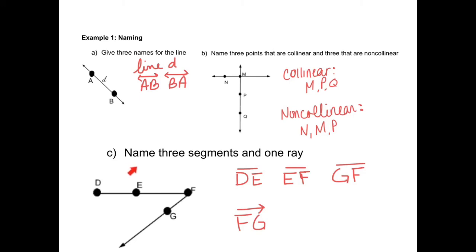And finally in example C, 3 segments and 1 ray. 3 segments, DE, like I'm just stopping from point to point. EF, GF is technically 1. You could do DF if you wanted to. But the ray has to be F first and then G, because of the way that the arrow is going and where the endpoint is. I know you may be tempted to write GF first because we read left to right, but in this example, F is the endpoint and that always has to come first.